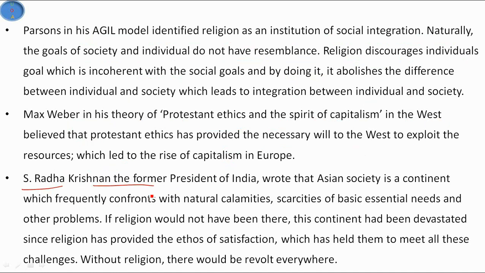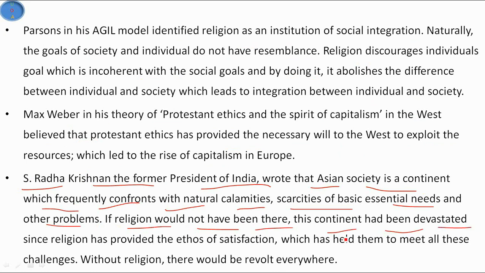S. Radhakrishnan, the former president of India, wrote that Asia is a continent which frequently confronts natural calamities, scarcity of basic essential needs and other problems. If religion had not been there, this continent would have been devastated, since religion has provided the ethos of satisfaction which has helped them to meet all these challenges.